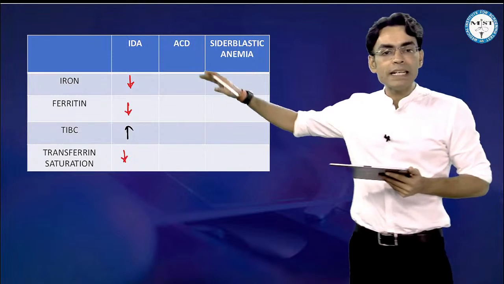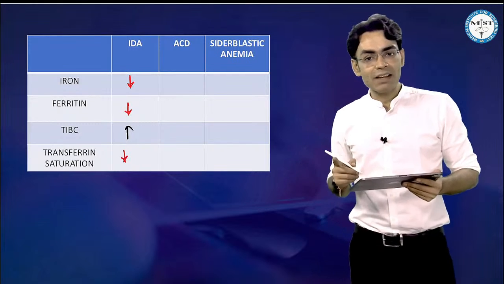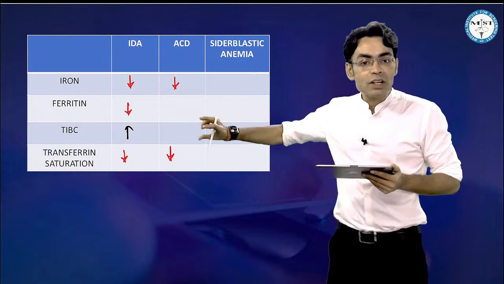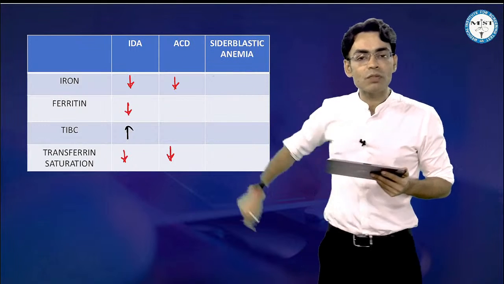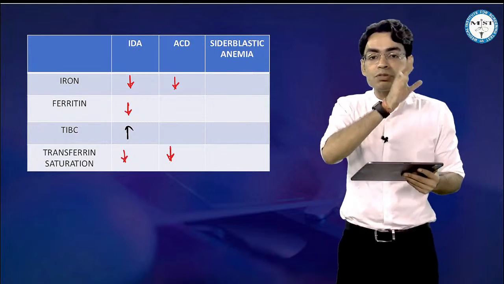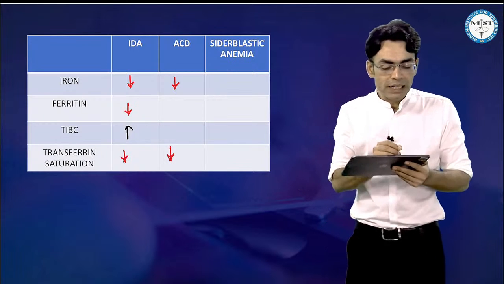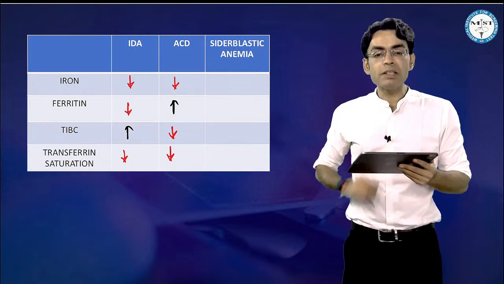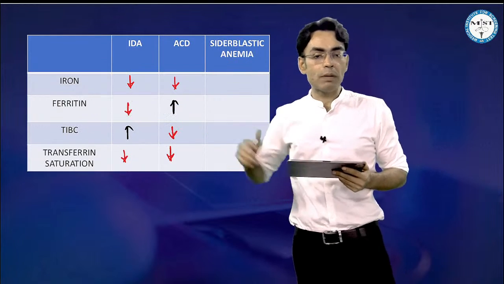When we are talking about anemia of chronic disease, it is the same as iron deficiency anemia in the iron department and saturation department. But the reversal is seen between ferritin and TIBC, because what is the pathogenesis of anemia of chronic disease? The iron is not able to be transported in the blood. There is no deficiency of the iron, but the transport is the problem. That is why the iron is more, but TIBC is less. Okay, because ferritin and TIBC are inversely proportional to each other.